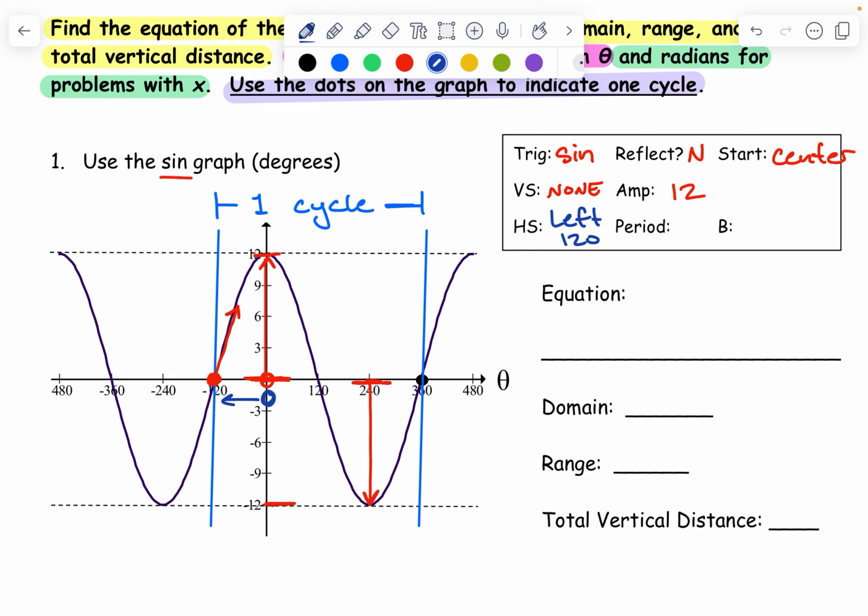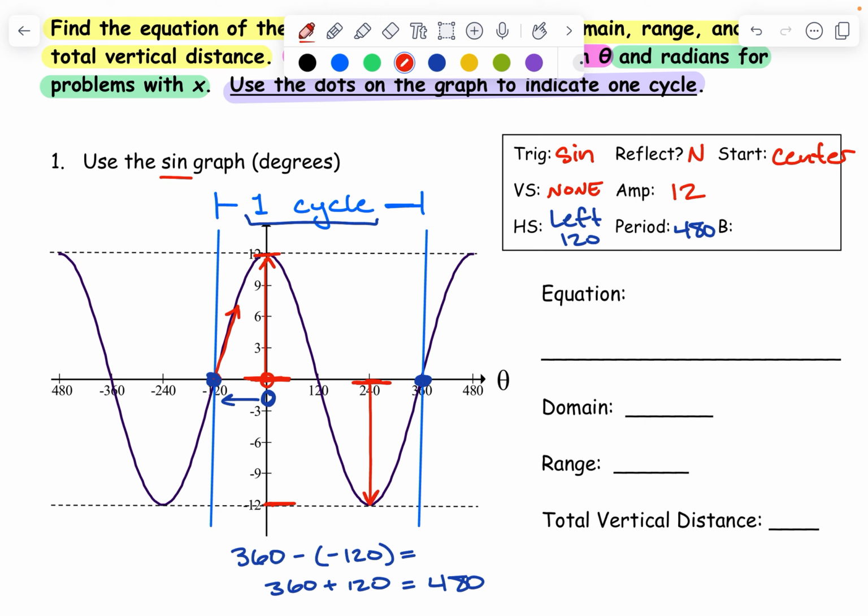Left 120. Period is going to be the amount of degrees in one cycle. So if you look at that, we have a dot at 360. We have a dot at -120. And so we want to take our final one, which is 360, and subtract our initial one. When you subtract a negative, it just becomes addition. And so 360 plus 120 is 480. It means we have a period of 480.